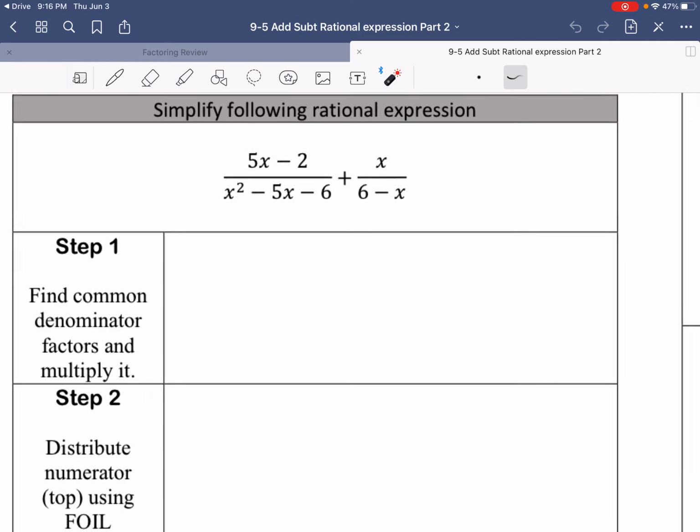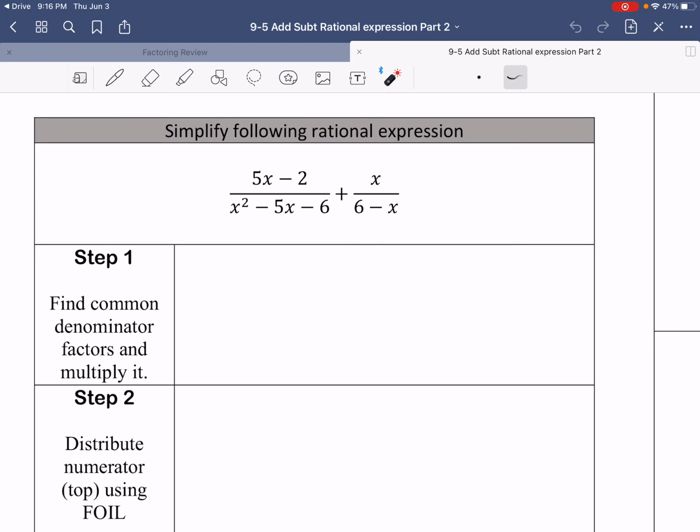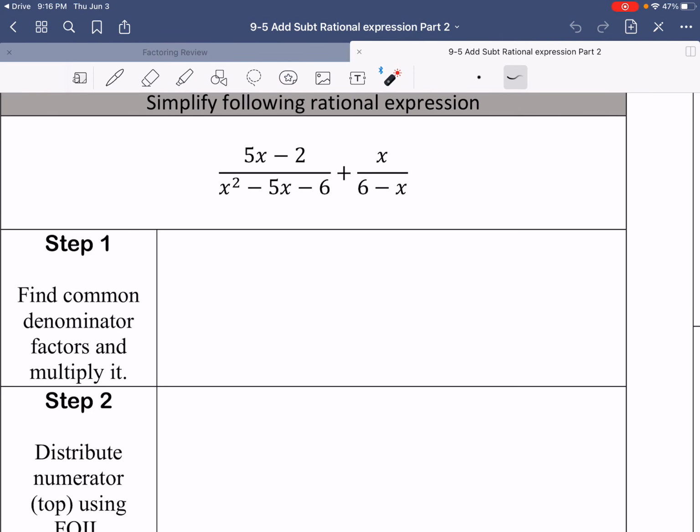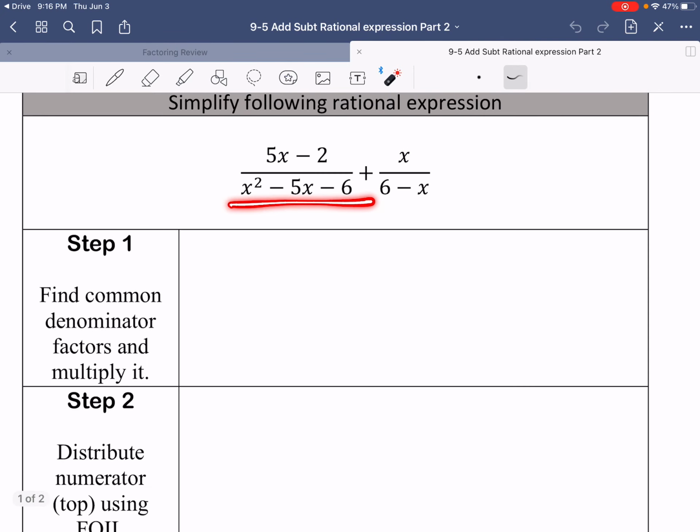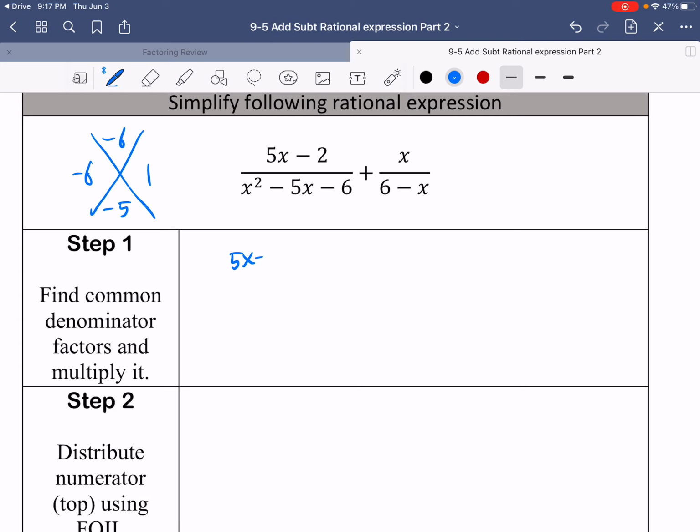So adding and subtracting expressions. For this one, first, step 1, you have to find the common denominator of the factors and multiply it. So we have this one, so let's try to factor this one. I have -6 on the top and -5. So it's going to be -6 and +1. So I have x minus 6 and x plus 1. Now, plus, do not write it yet for this one.